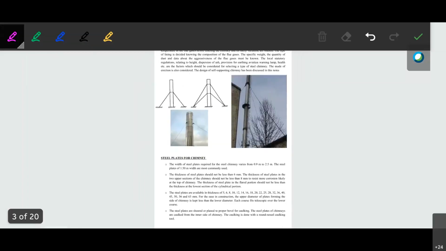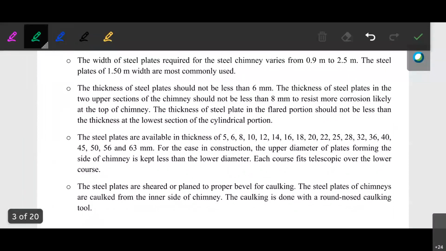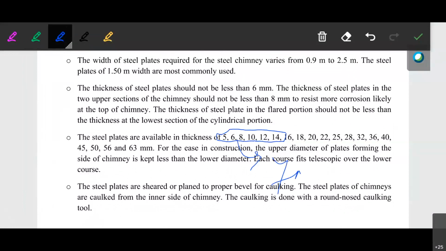The thickness of that particular plate should be equal to 5, 6, 8, 10, 14. So here there will be no thickness of 7 mm. Therefore, instead of considering the minimum value, that is 7 mm, we are going to consider the thickness of the plate as 8 mm, as 7 mm is not available.